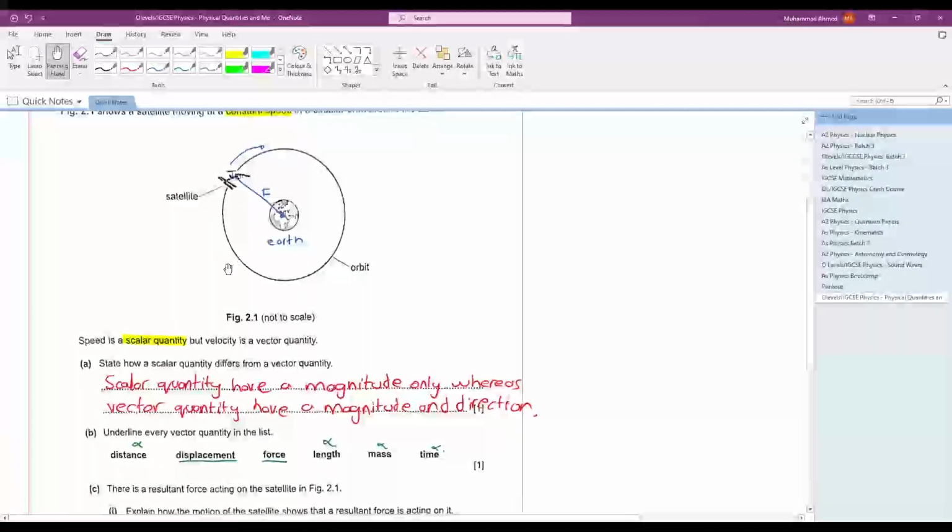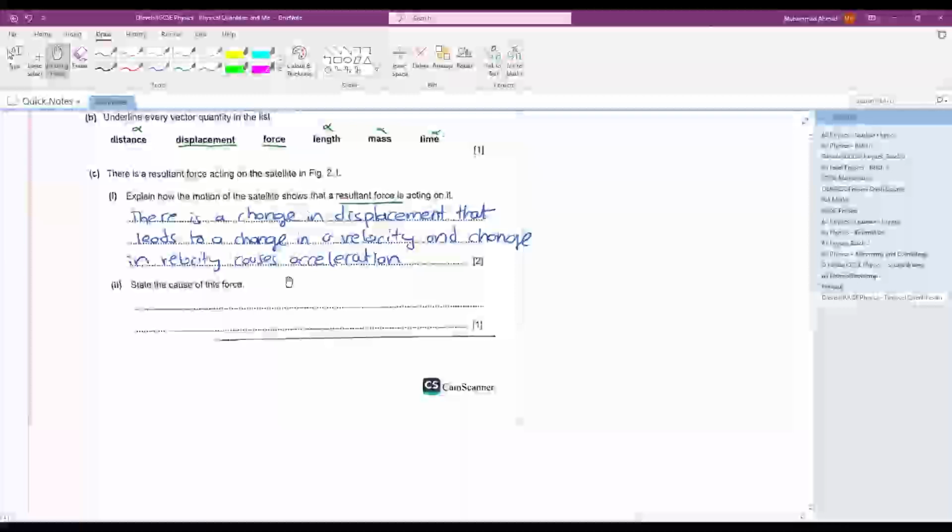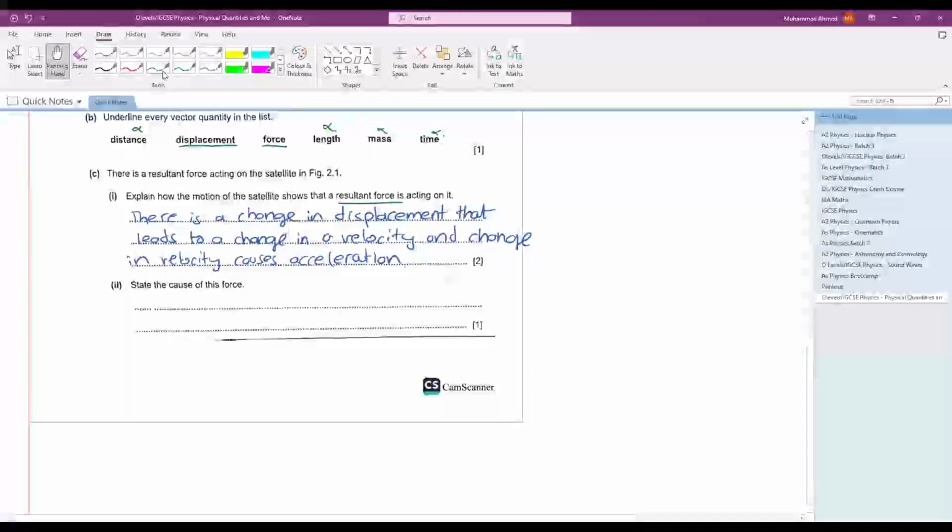As you can see, the satellite is displacing along the circular path. As the displacement is changing, the velocity will change. As the velocity changes, this causes acceleration. And according to F equals ma, acceleration leads to resultant force.